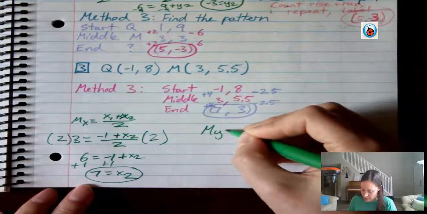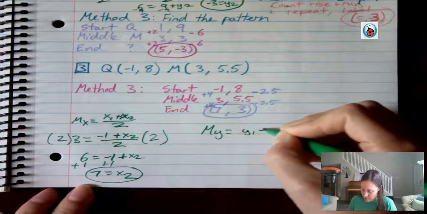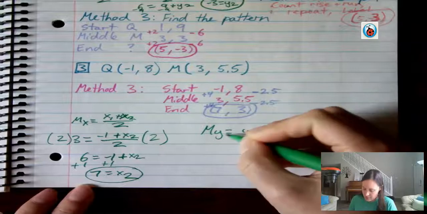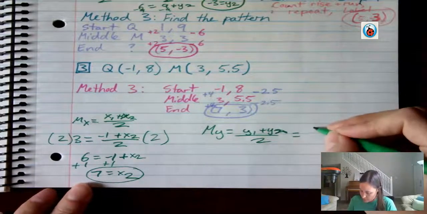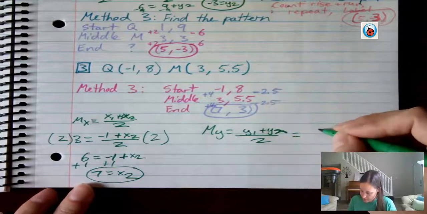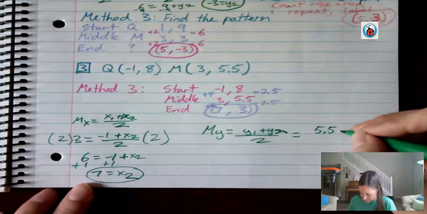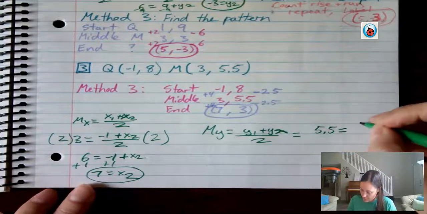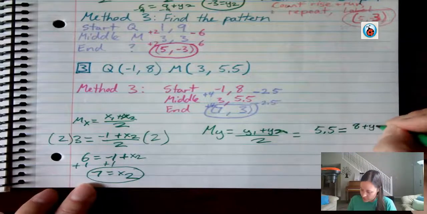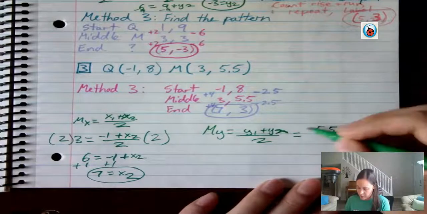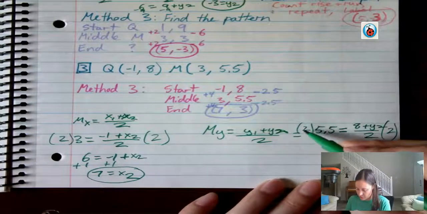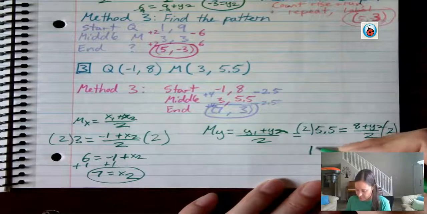Then my midpoint of y equals y1 plus y2 divided by 2. So that equals our 5.5 midpoint is 8 plus y2 divided by 2. That first step is multiply both sides by 2. 2 times 5.5 is 11.